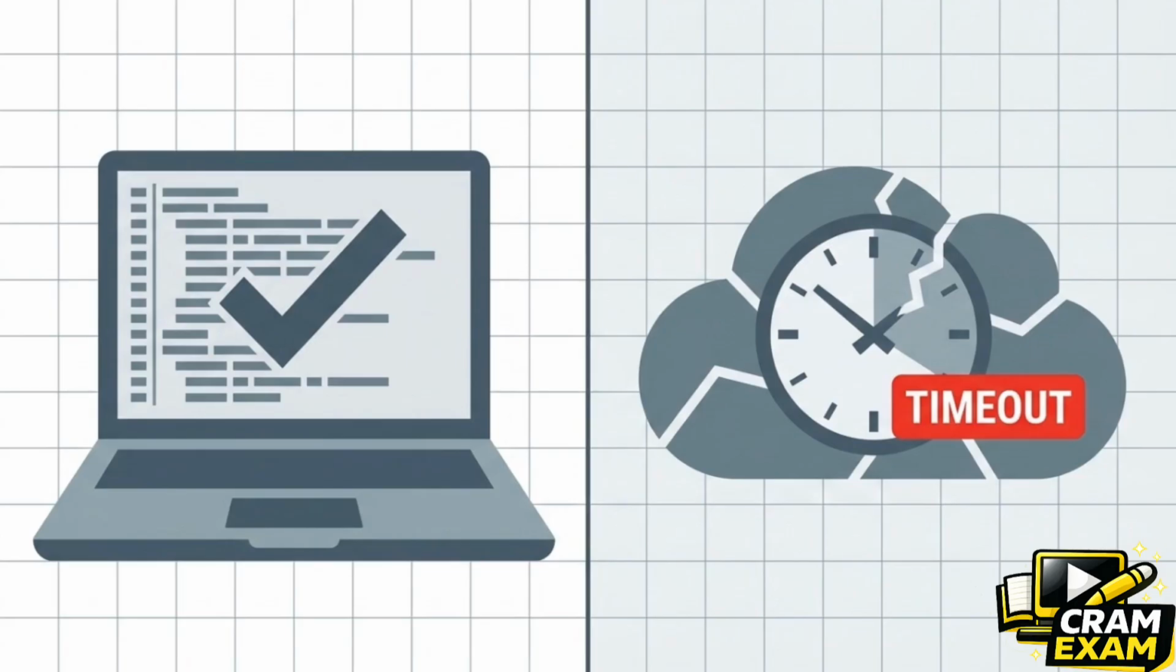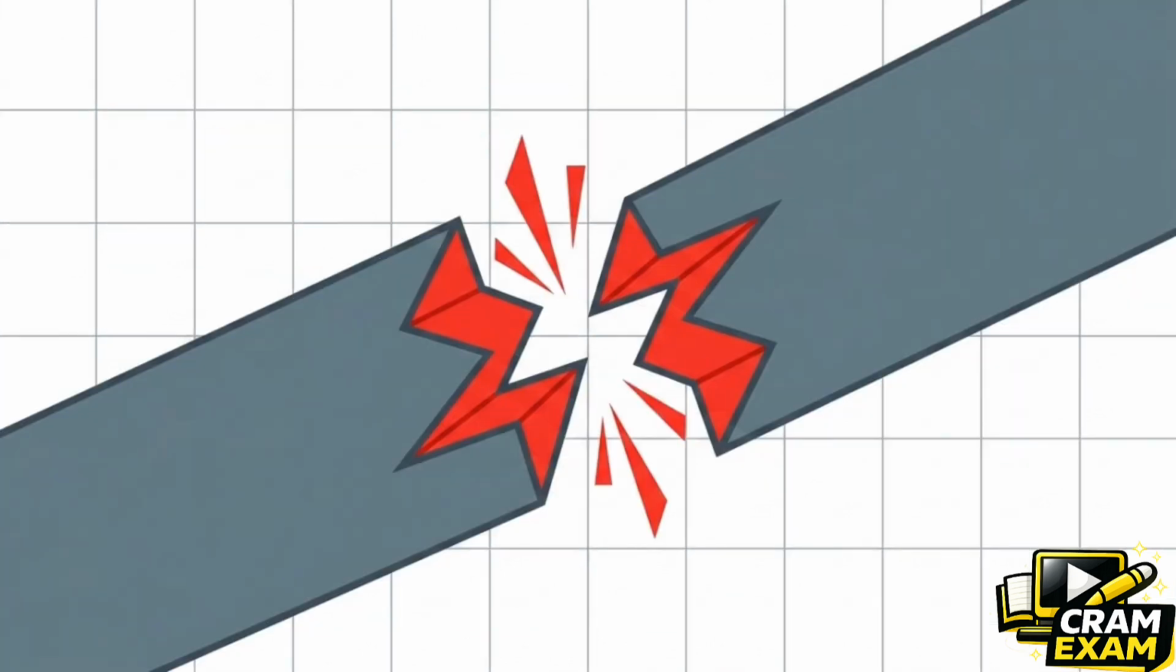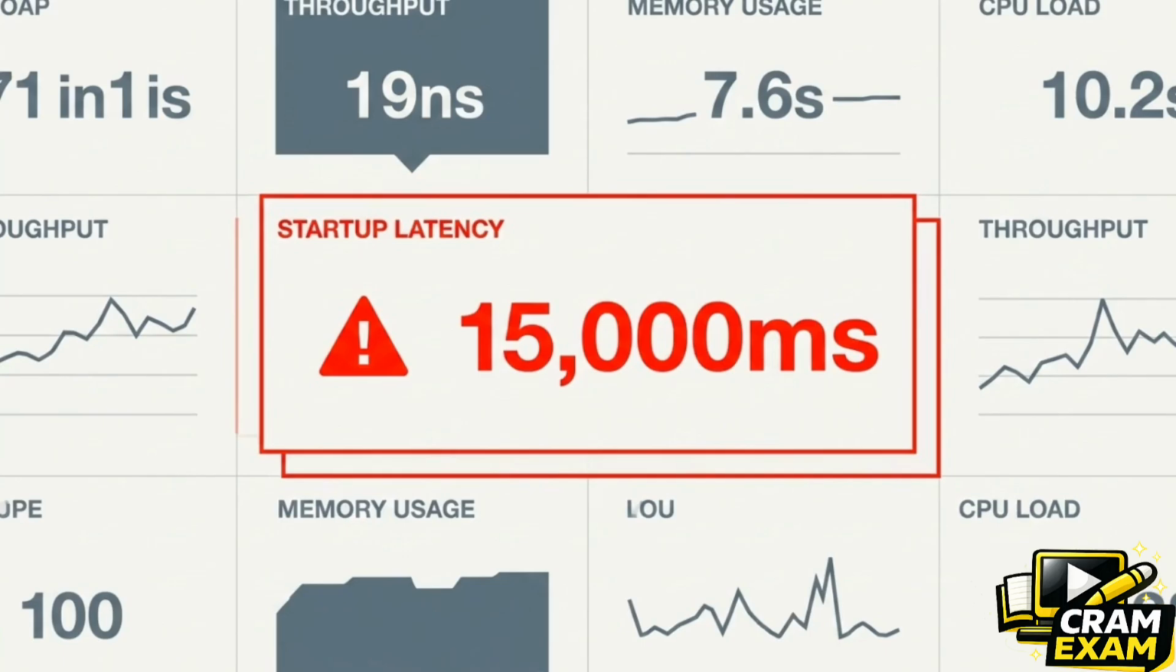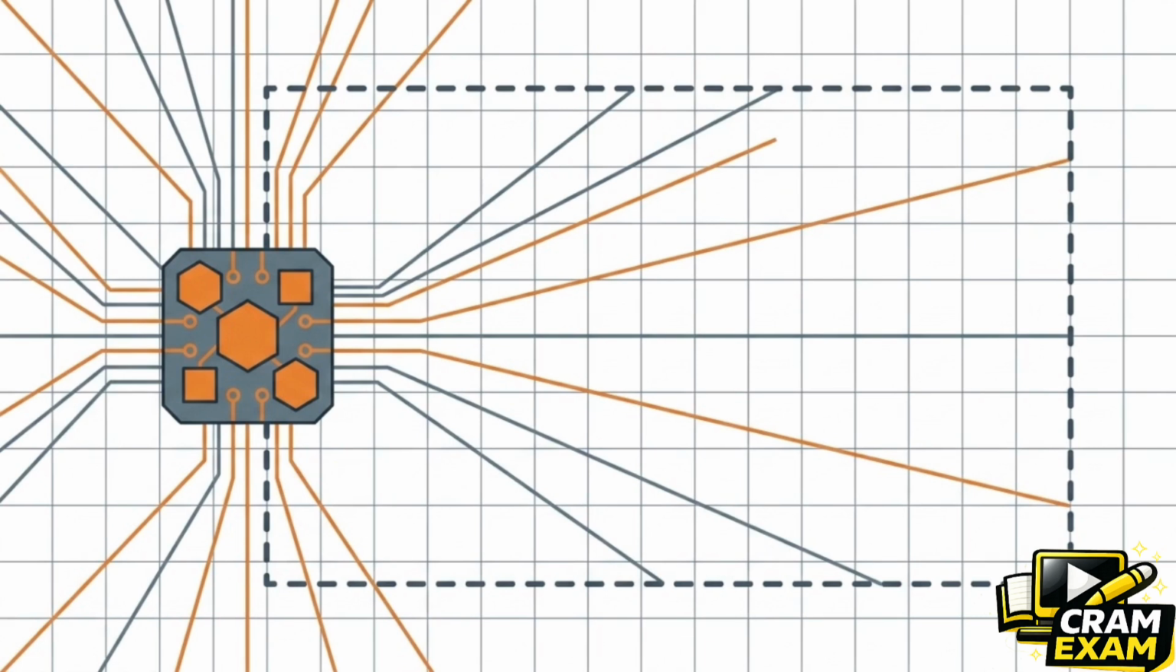Pattern 4. Serverless execution. A Lambda function works on your machine but times out in the cloud. This often happens because it was attached to a private VPC without a NAT gateway, cutting off its internet access, or it has a massive dependency causing a cold start. The almost correct trap is to simply increase the timeout limit to 15 minutes. The resilient answer is to allocate more memory to provide a faster CPU or move initialization code outside the handler.